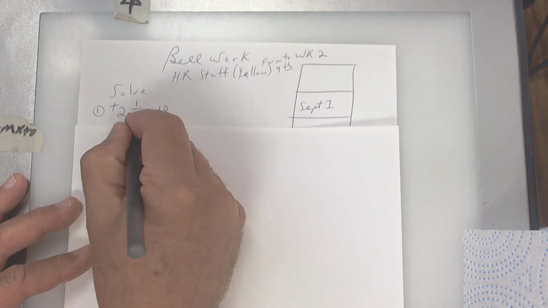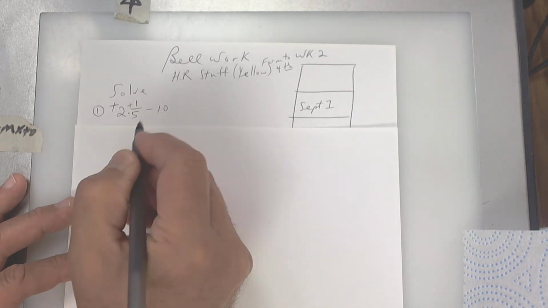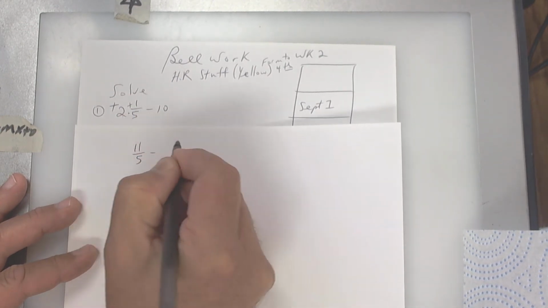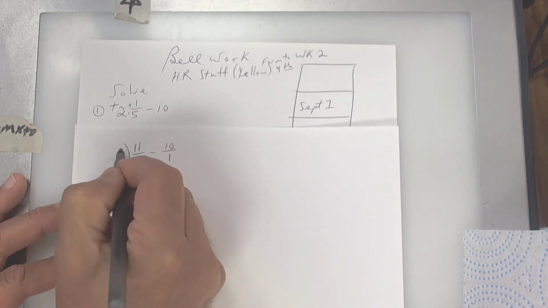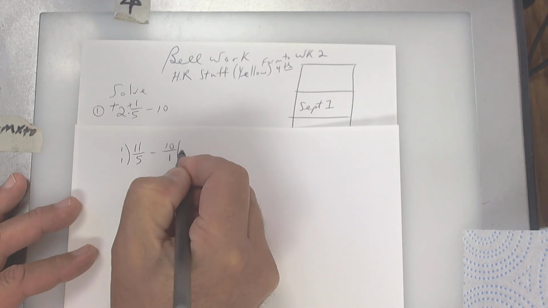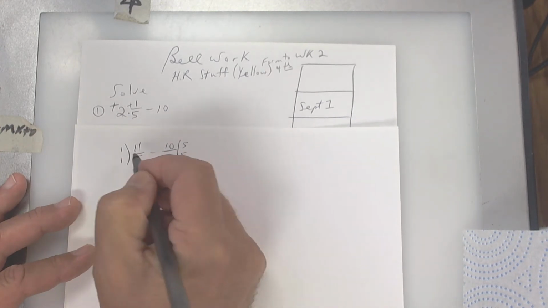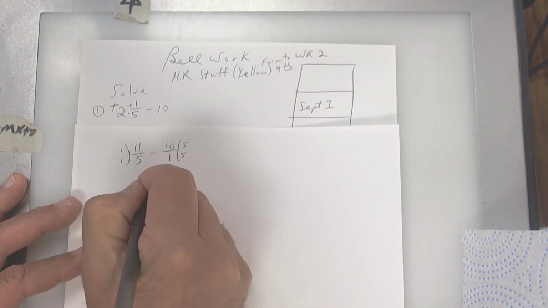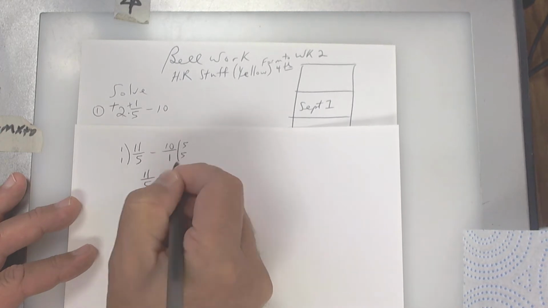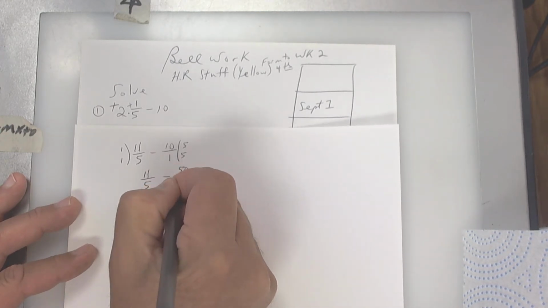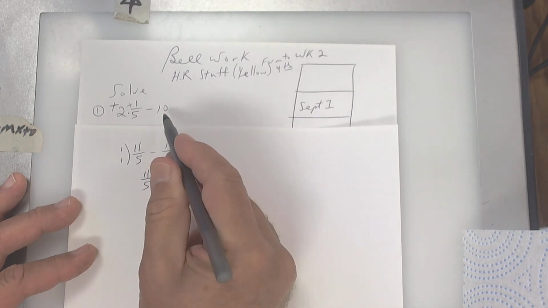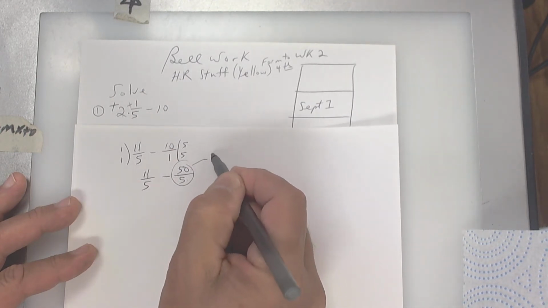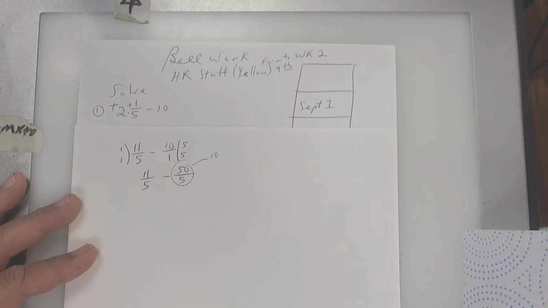This is 5 times 2 is 10 plus 1 makes 11 over 5 minus 10 over 1. You're going to take the 1 and put it over here. Take the 5 and put it over here. Okay, so you're going to get 1 times 11. So you're going to get 11 over 5 minus 50 over 5. And by the way, 50 divided by 5 is 10. So this is still 10. It's just written in fraction form.